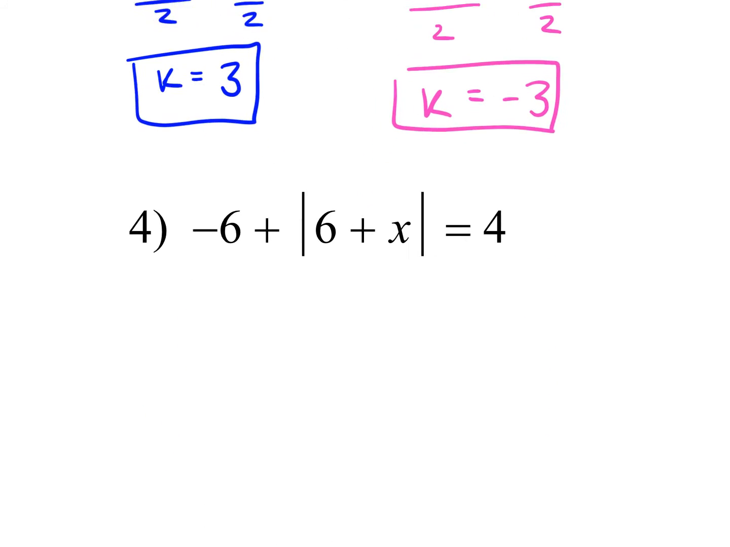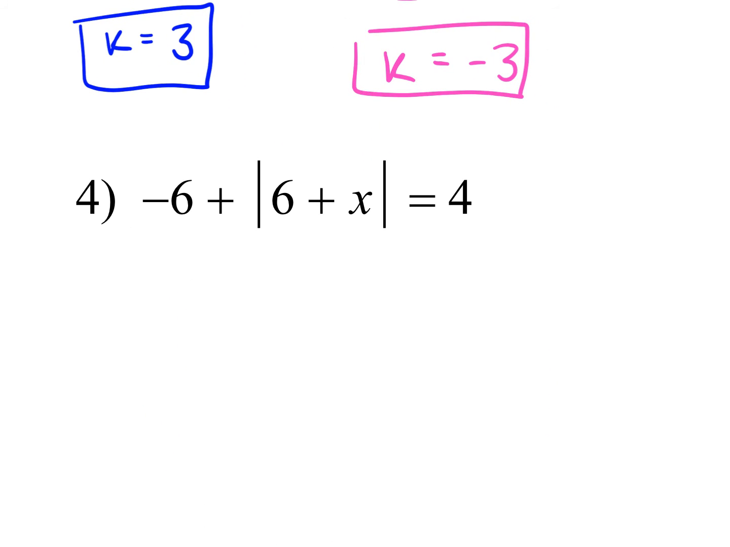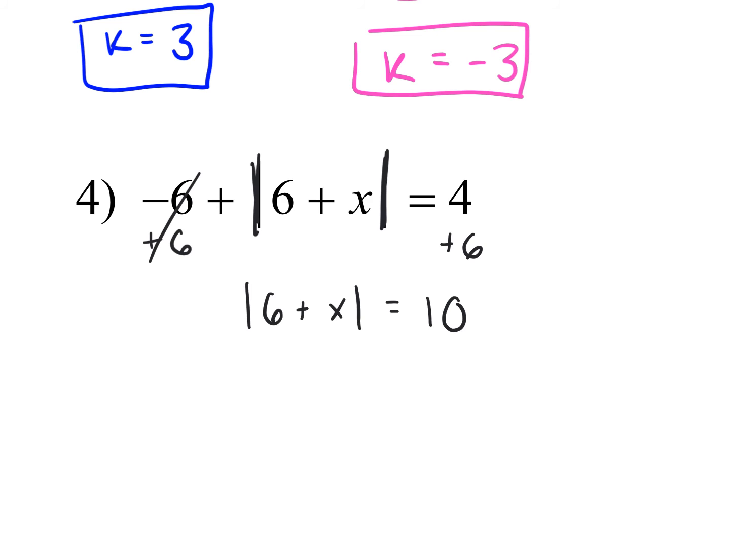All right, let's look at number 4. So again, I want to isolate my absolute value, get it all by itself. So how can I move that minus 6 to the other side? Add 6. So the absolute value of 6 plus x is equal to, what's 4 plus 6? 10. Now that my absolute value is all by itself, how can I get rid of it? Split it. So I'm going to split it into two equations. 6 plus x is equal to 10. 6 plus x is equal to negative 10. So I split it into the positive version and the negative version.